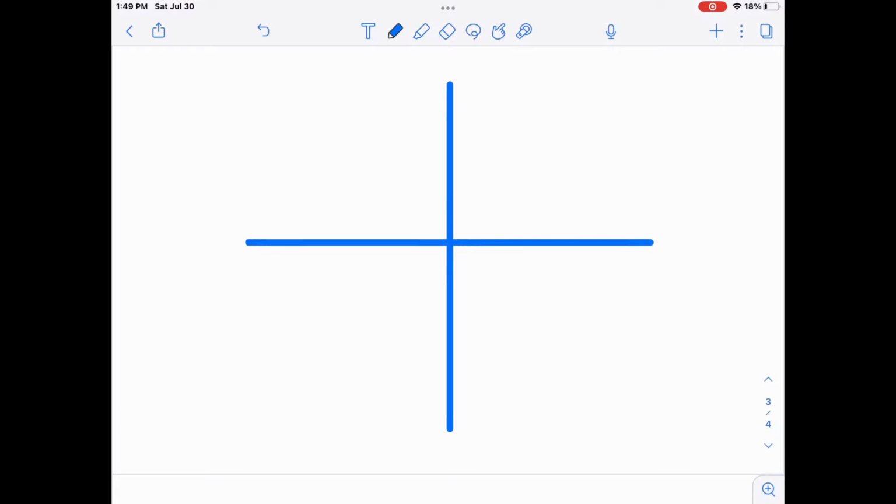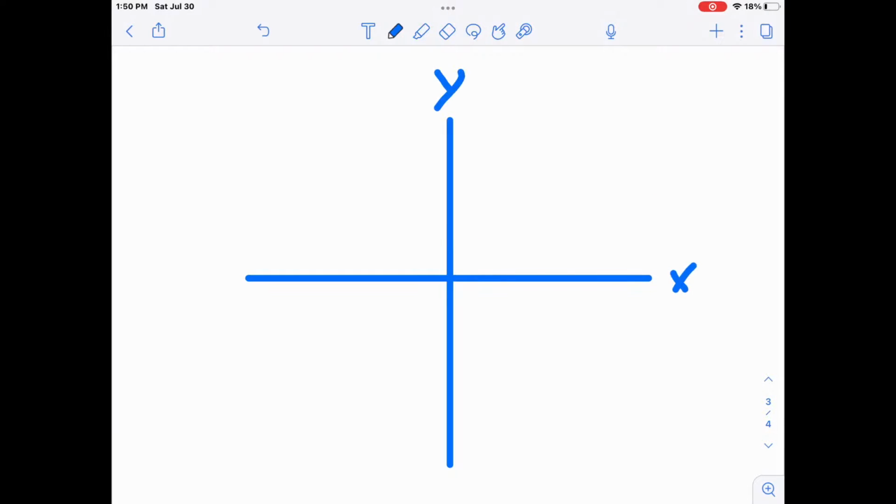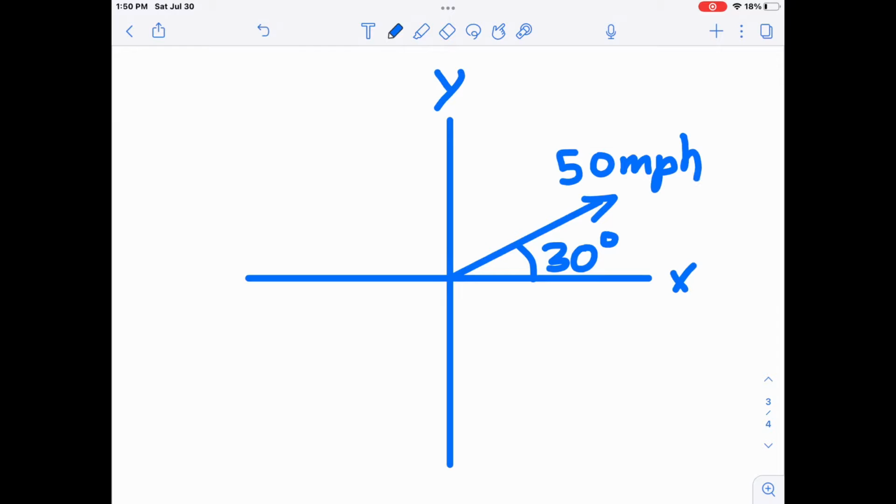Here are some examples of vectors and how you may see them. One example is, Robert is driving his car 50 miles an hour, 30 degrees north of the x-axis. Notice there's a magnitude of 50 miles an hour, and there's a direction of 30 degrees north of the x-axis.